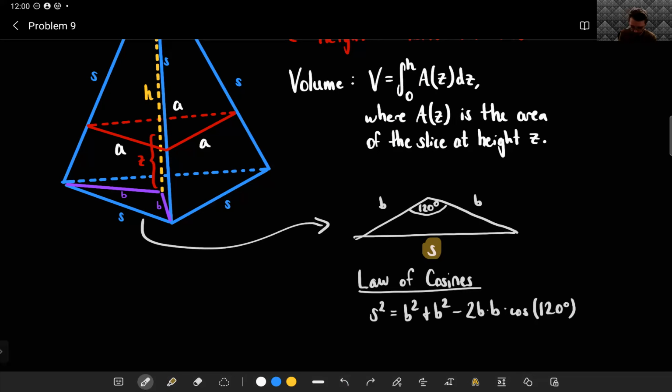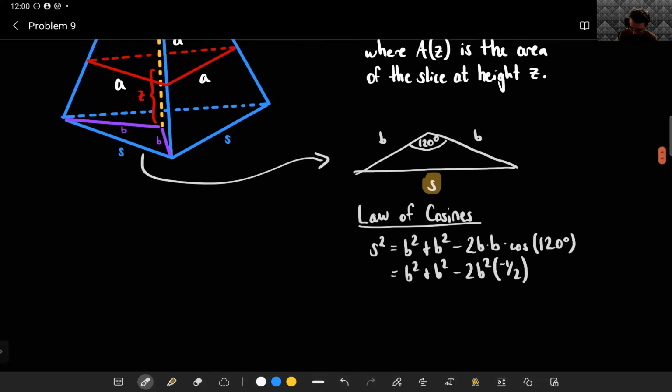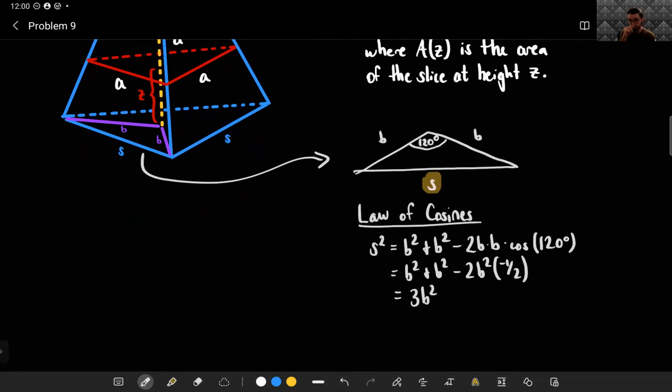But it's not a right triangle. Cosine of 120 is actually negative a half. So this looks like negative 2B squared times negative a half. That all works out to be B squared plus B squared plus B squared, so 3B squared equals S squared. I said I wanted an equation for B in terms of S. I think I can get away by just solving for B squared in terms of S. Of course, you can take a square root if you want to, but I think we can get away with not doing that.